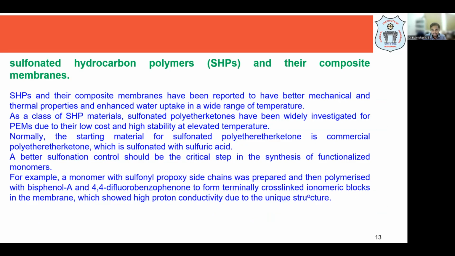These SHPs and composite membranes have been reported to have better mechanical and thermal properties, and they have some enhanced water uptake for a wide range of temperature. There are some examples for these SHP materials. They are being used because they have low cost and provide high stability at elevated temperature. One example is a monomer with sulfonyl proxy side chains, which was prepared and then polymerized with bisphenol A and 4,4-difluorobenzophenone to form terminally cross-linked ionomeric blocks in the membrane, which showed high proton conductivity due to the unique structure. That way these SHPs also can be used.